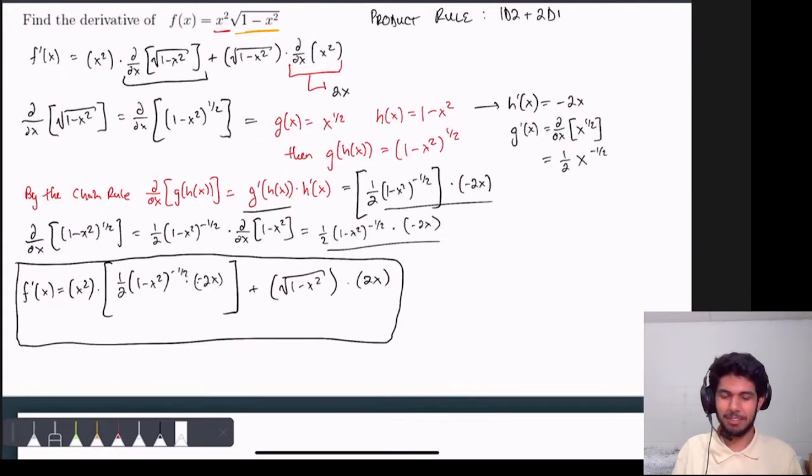So that's a little bit of a more complex example. Hopefully now you're starting to realize how we can do the chain rule the quicker way. Derivative of the outside with the inside intact multiplied by the derivative of the inside.